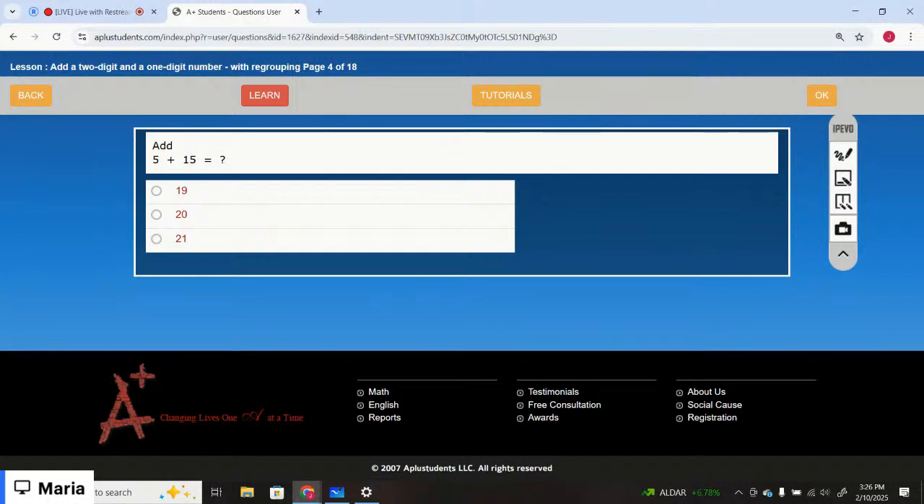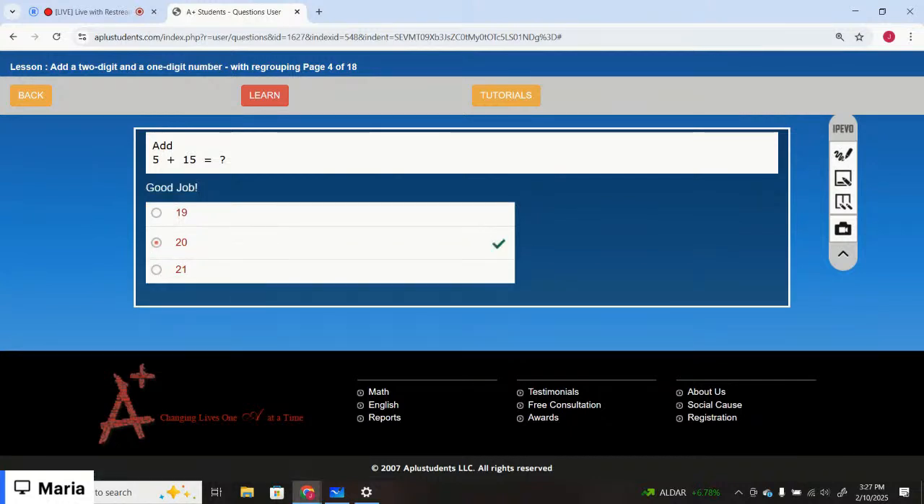15 plus 5, which is the correct option? 20 it is. The correct option is option number 2, that is 20.